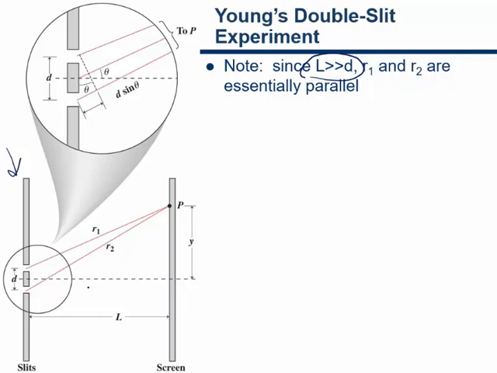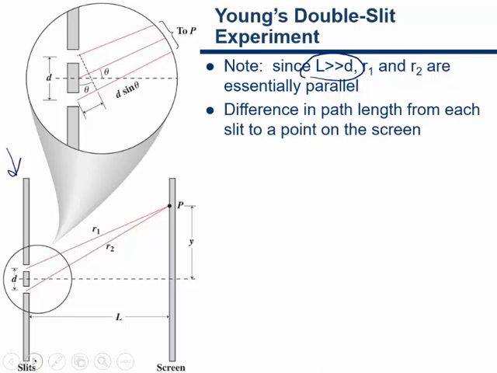Now what we want to figure out is the path length difference between light that goes through the first slit and light that goes through the second slit when they arrive at this point on the screen. To do that, we have an enlargement of this part of the diagram. You'll notice that this distance here is the path length difference, how much longer R2 is than R1.